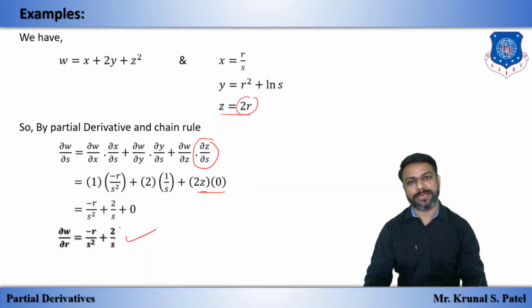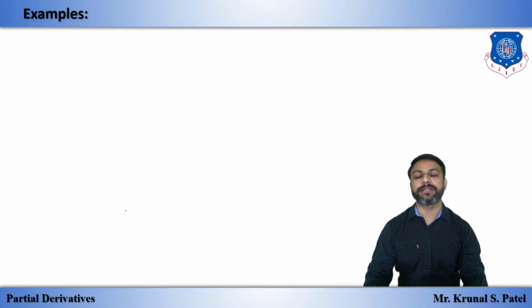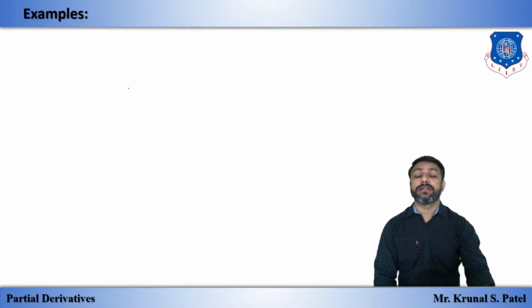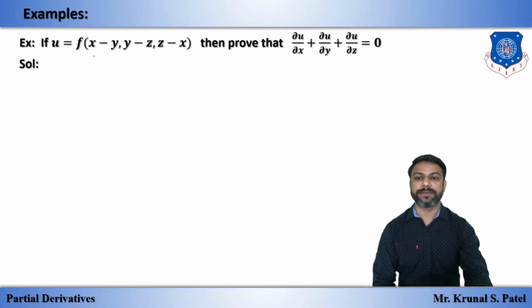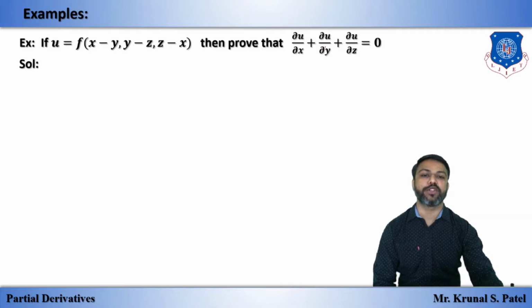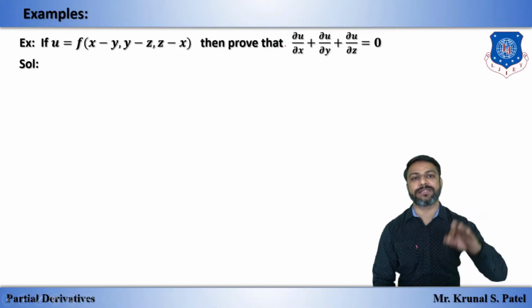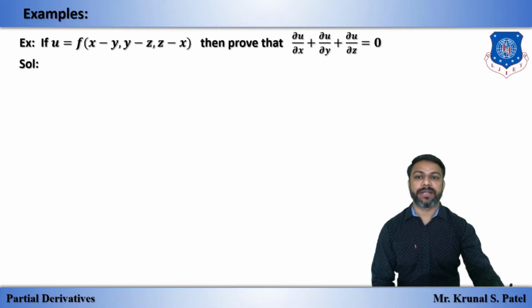Okay, now let's have a look at one more example. If u is a function of x minus y, comma, y minus z, comma, z minus x, then prove that del u by del x plus del u by del y plus del u by del z is equal to 0. This is quite different from the previous example. In the previous example, it is clearly given that w is a function of x, y, z, and x, y, z are functions of r and s. Here you have to make that function.